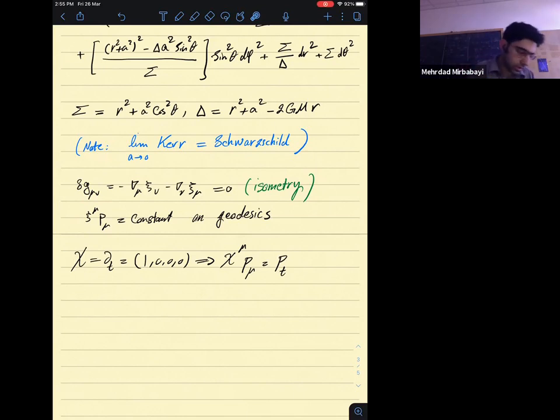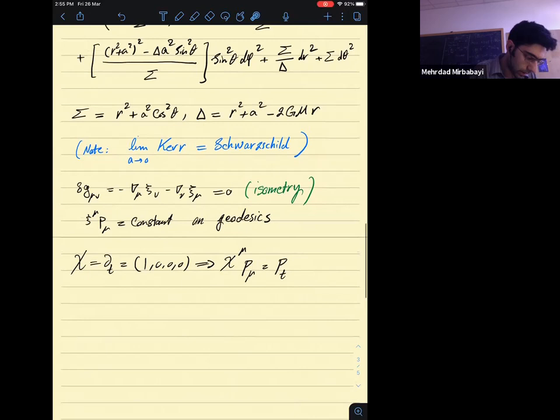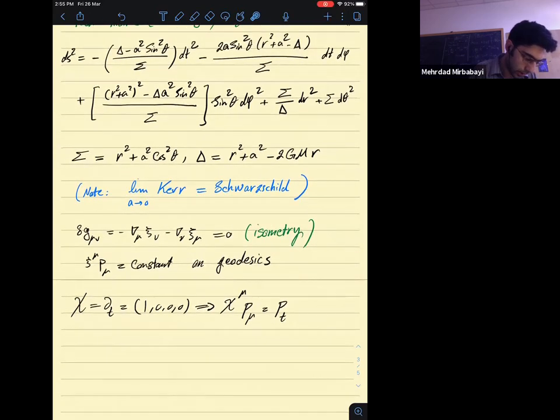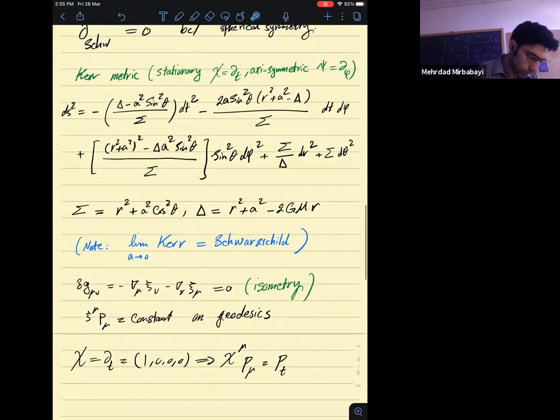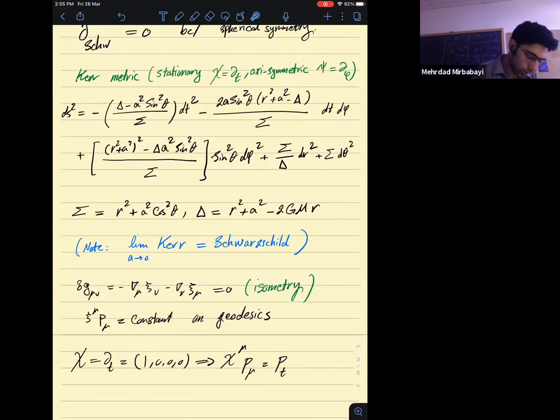I want to discuss some properties of this Kerr metric. Any questions?